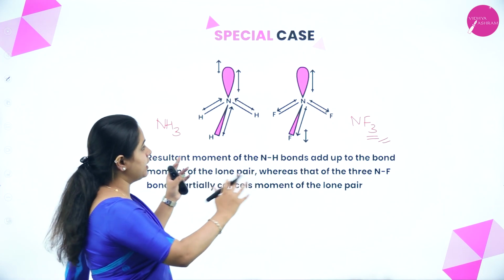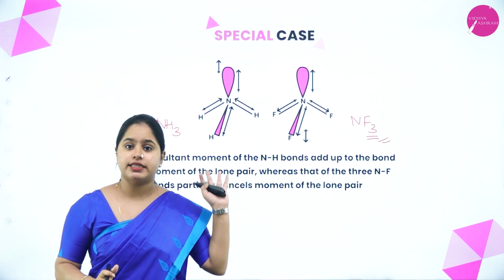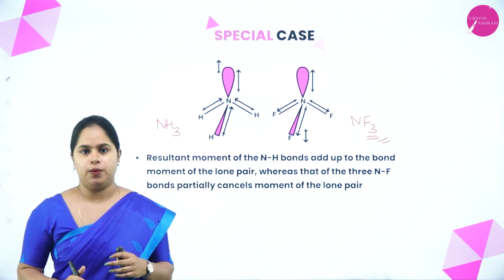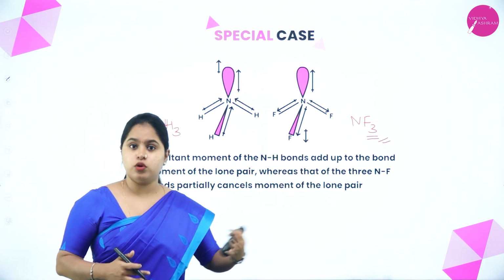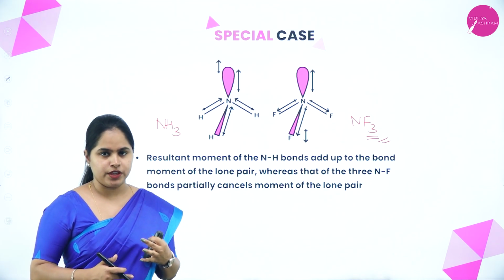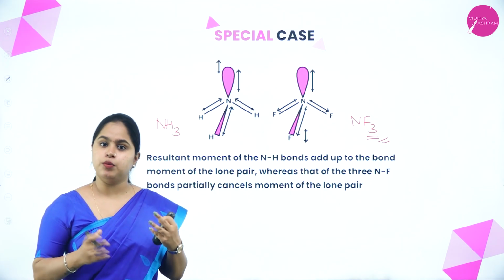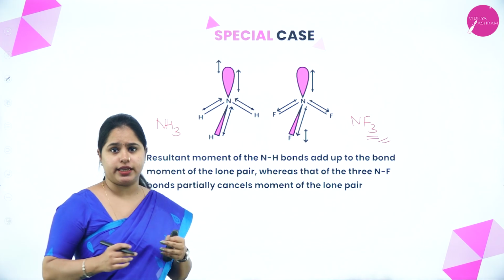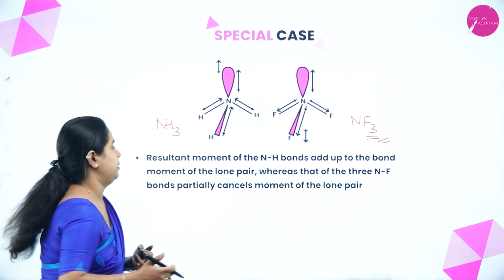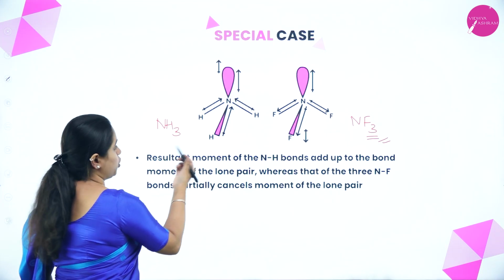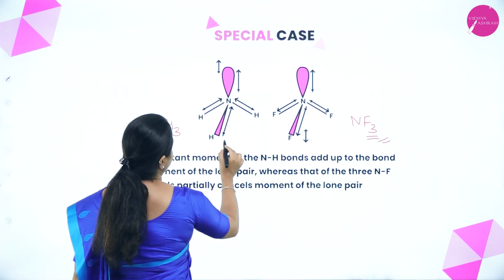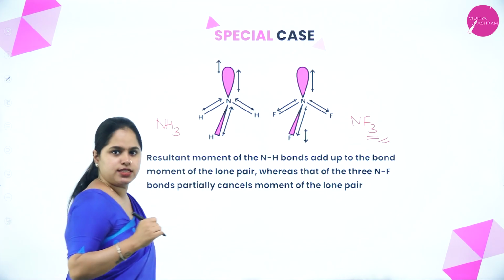Comparing NH3 and NF3, ammonia has more dipole moment. Let's see why exactly this is happening. Even though fluorine is the more electronegative atom, why does ammonia have more dipole moment? That is why it is a special case, right? Comparing nitrogen and hydrogen, nitrogen will be more electronegative, right? So as you can see, the direction will be towards nitrogen.